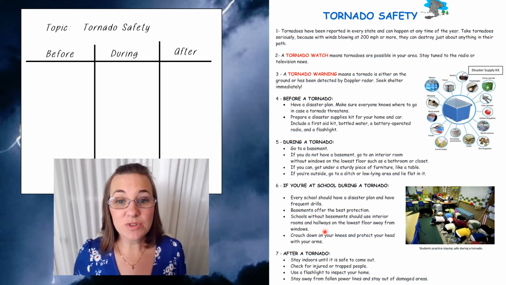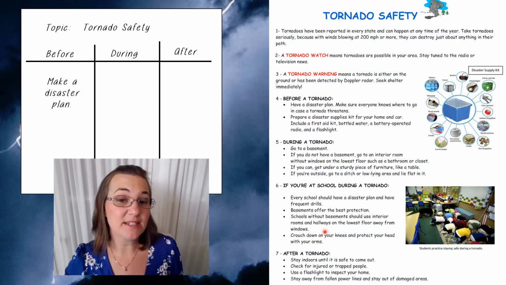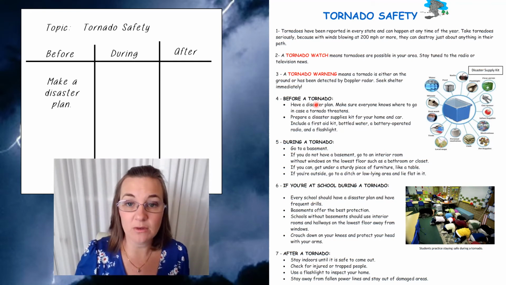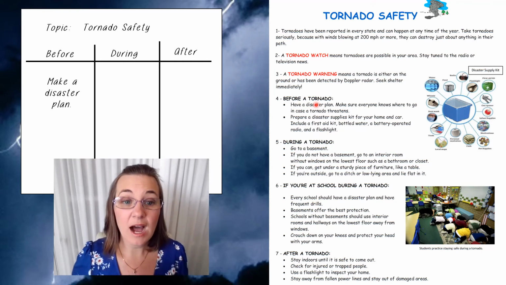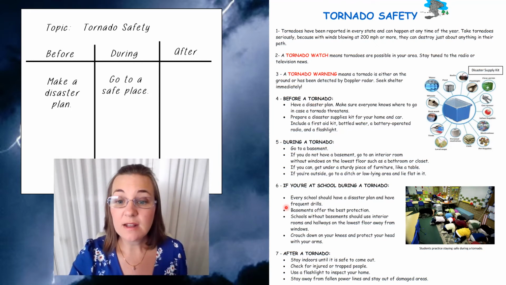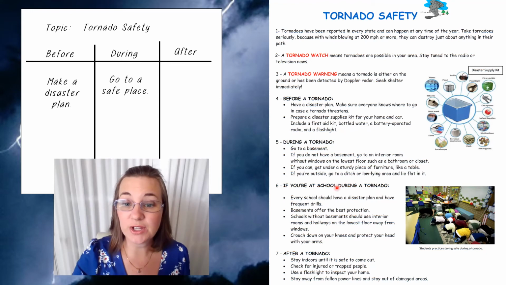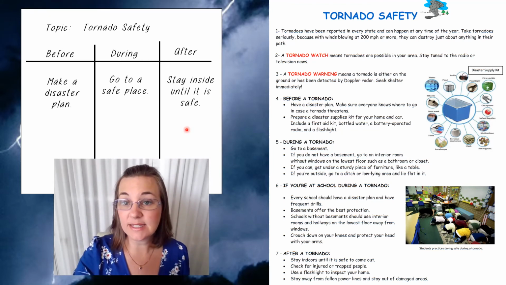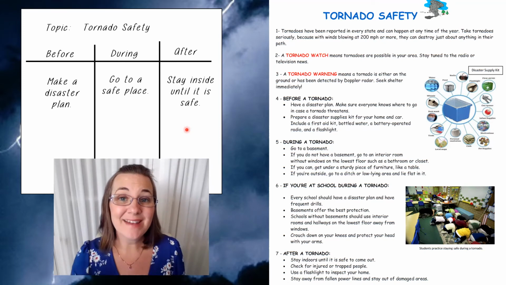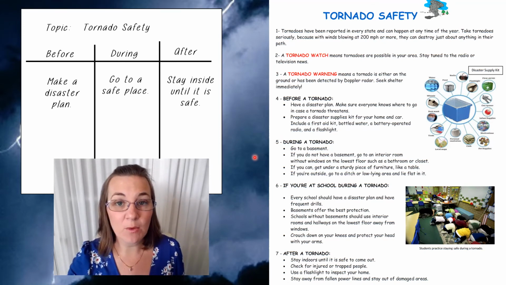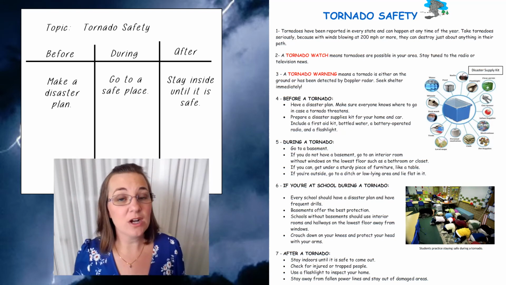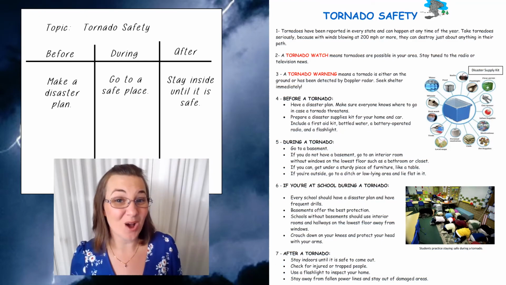He does. Did you notice the author said before I need to make a disaster plan? That is something I can do before I would even encounter a tornado. Then during a tornado, I need to go to a safe place. He gives lots of tips for what to do during a tornado if you're at home or at school. And then the author tells me what to do after a tornado. Stay inside until it is safe. The author connects all of these ideas using time order by telling me what to do before, during, and after a tornado. And tornado was our main topic.